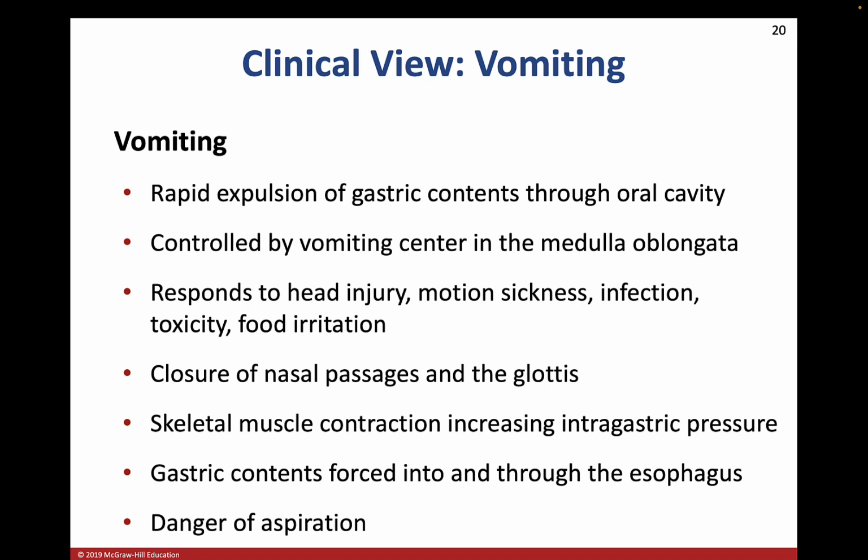Now, one of the real concerns of vomiting is the danger of aspiration. And we do know that some individuals potentially, depending upon their level of consciousness, can actually aspirate or choke on the vomit, and that could result in death.